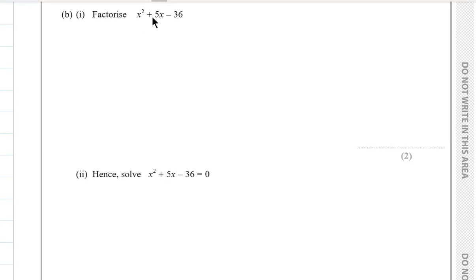B, I factorize x squared plus 5x minus 36. Also, it's a very easy question. We put x here and x here. We are searching for two numbers such that their product is negative 36 and their sum is 5. Of course, they will be plus 9 and negative 4, right? Their sum is 5 and the product is negative 36. It's an easy question because the coefficient of x squared is 1, and also you can use your calculator to help you to solve this question, right?